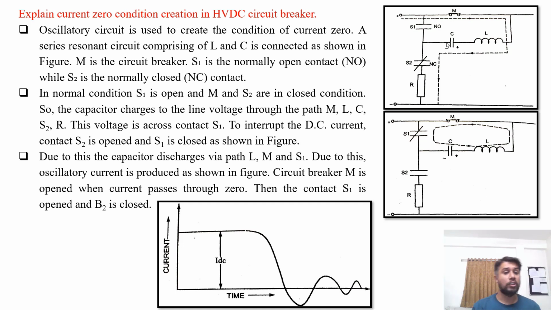Due to this, the oscillatory current is produced as shown in the figure. You can visualize this oscillatory current in this figure. Circuit breaker M is opened when the current passes through its zero instant. So when the current passes through zero, the breaker opens, then the contact S1 is opened and the breaker is closed. So this is how the current zero condition is created in an HVDC circuit breaker.